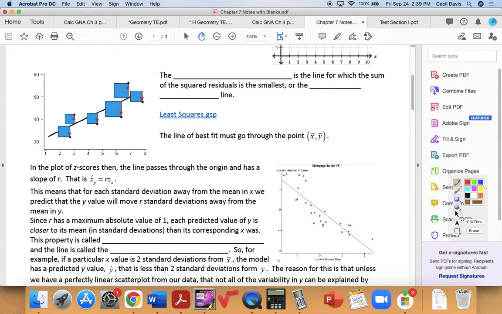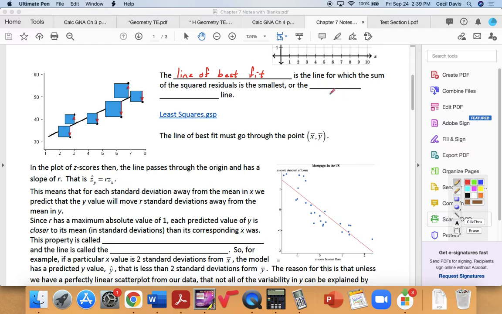So the line of best fit is the line for which the sum of the squared residuals is the smallest, which is why this is called the least squares line. Did you ever call it least squares line in algebra? You just called it the line of best fit? Okay.